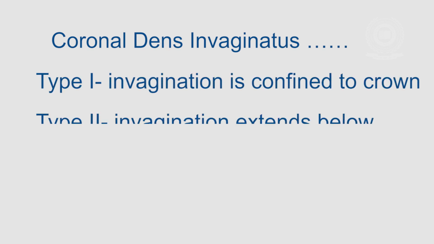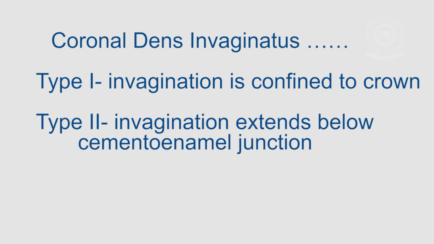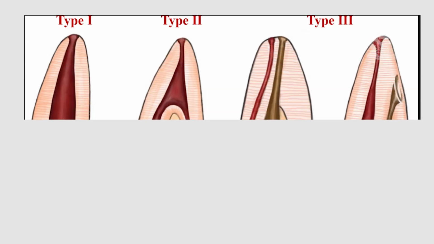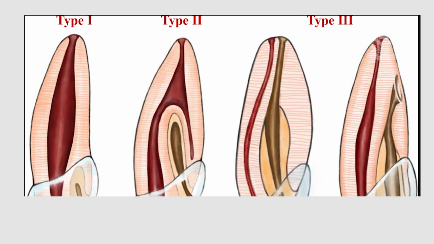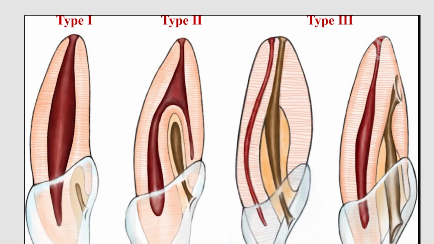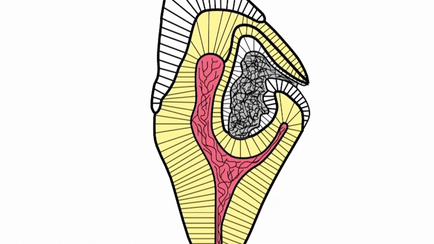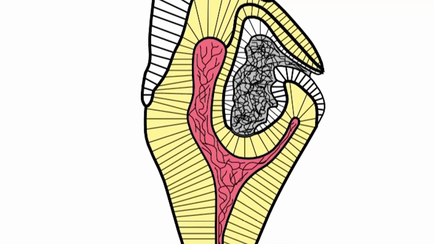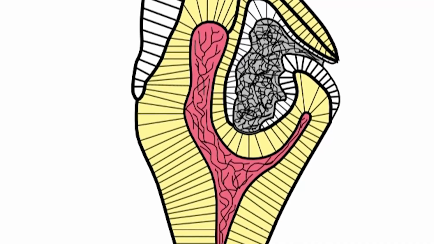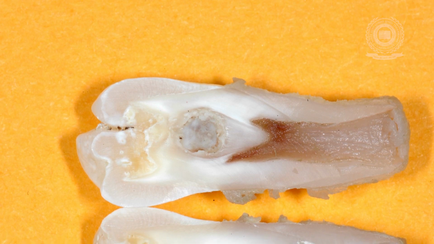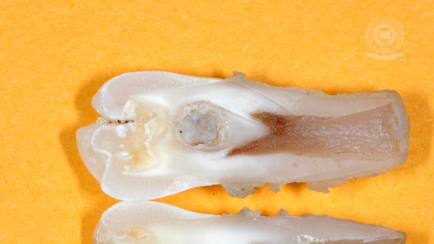Coronal dens invaginatus could be of three types. Type 1, invagination is confined to crown. Type 2, invagination extends below cemento-enamel junction. Type 3, invagination extends through the root. There can be an enfolding of Hertwig's epithelial root sheath leading to formation of radicular variety of dens invaginatus. In the area of invagination, food lodgement can occur, which may result in development of caries.